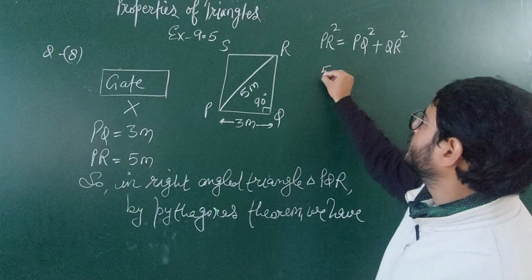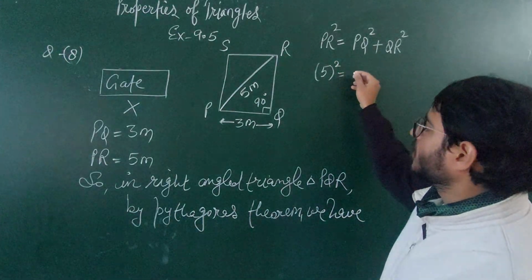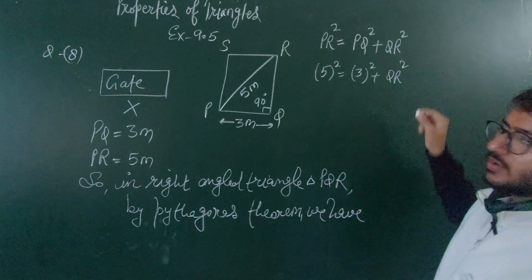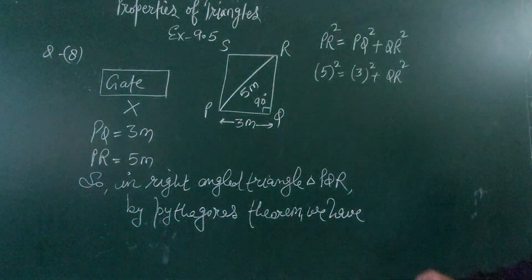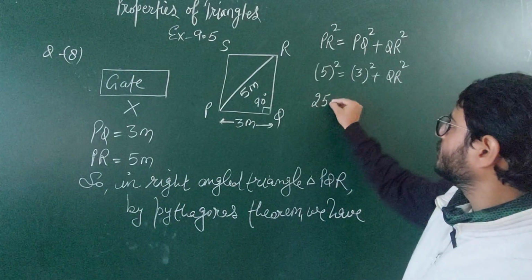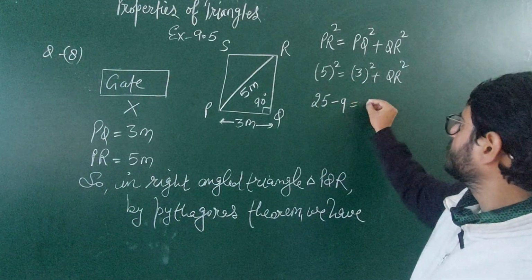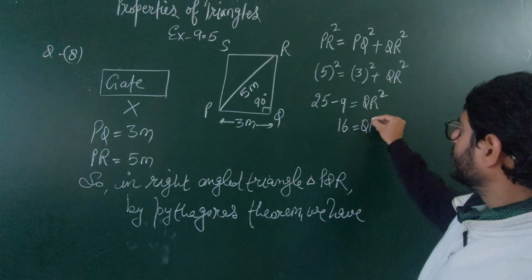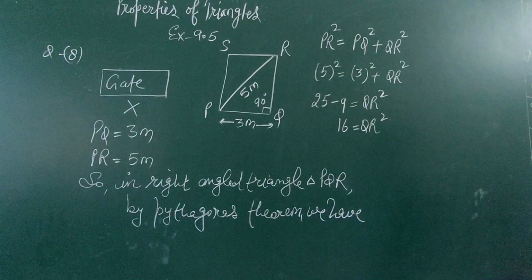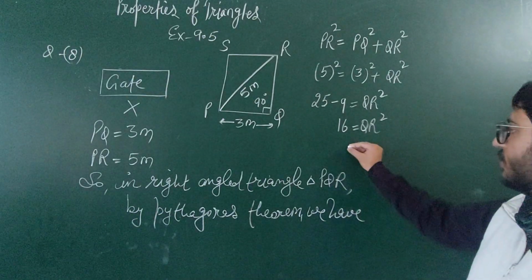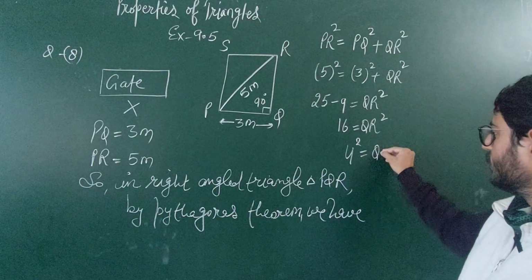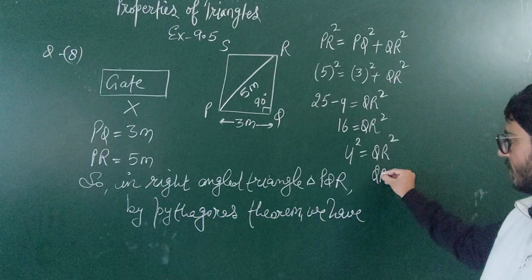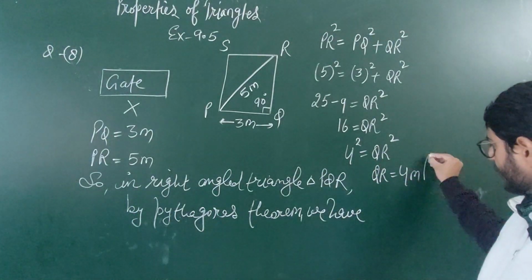PR is 5, PQ is 3, QR square is the unknown quantity. 5 square is 25, 3 square is 9. We are getting 16 is equal to QR square. 16 can be written as 4 into 4, 4 square is equal to QR square. Hence, QR is equal to 4 meter.